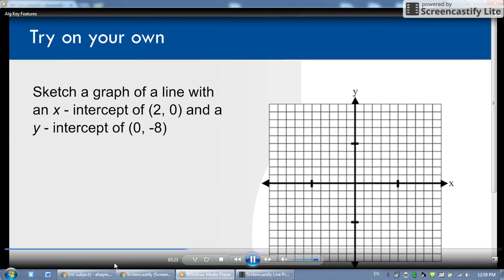Next one. Pause here, try it. So you plot your two points and connect the dots.